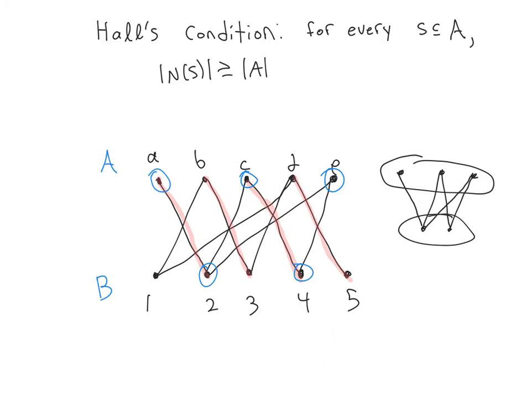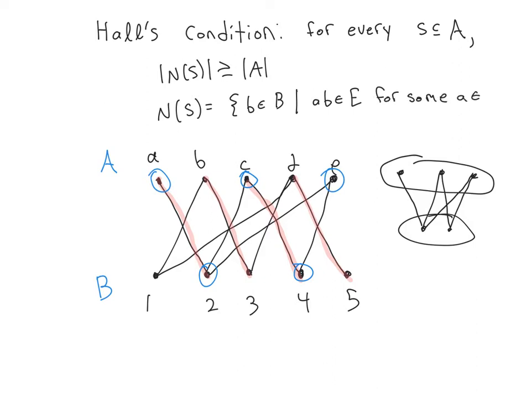And this leads us to the precise statement of Hall's condition. Hall's condition states that for every subset S of A in your bipartite graph, the size of the neighborhood of S is at least the size of S, where the neighborhood of S is the set of vertices in B that are adjacent to S, so there's an edge from some a in S.